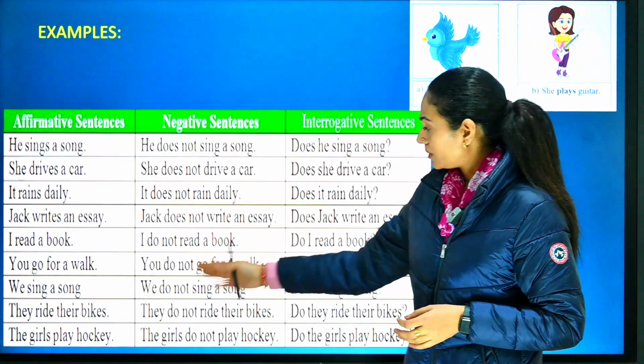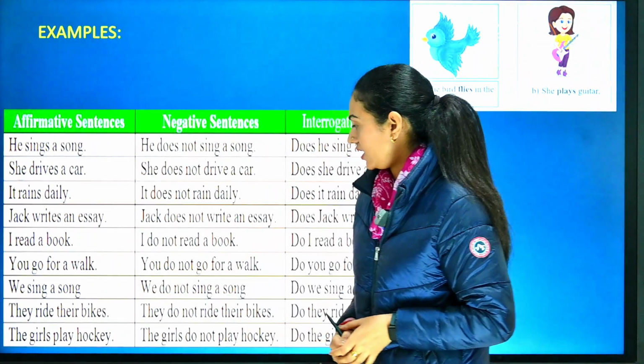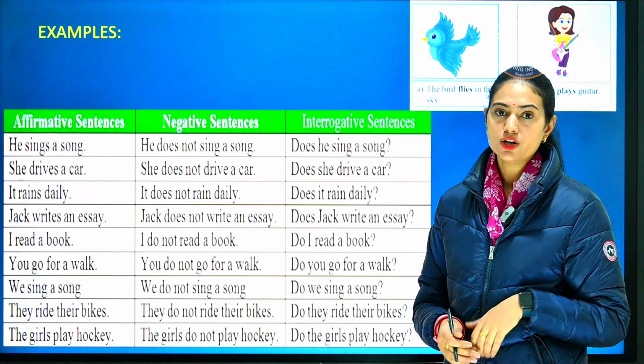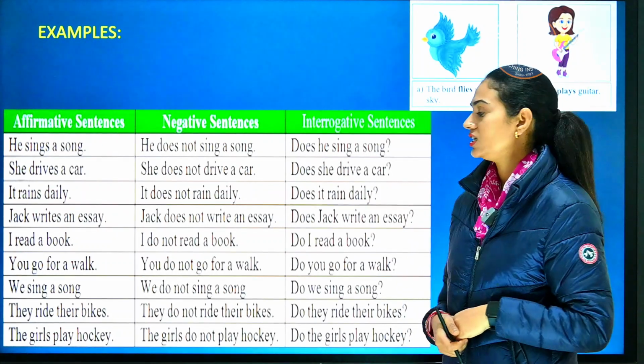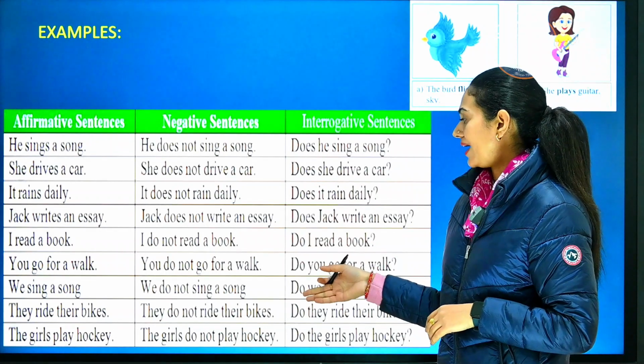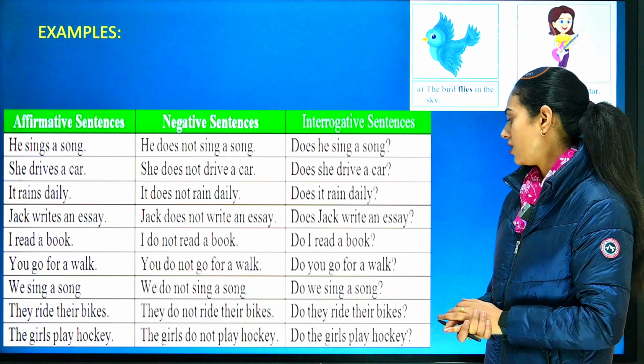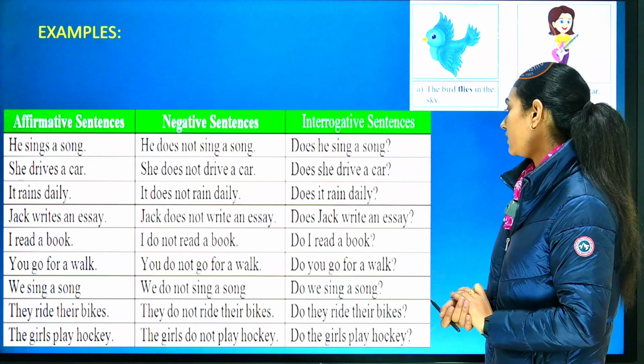Now with third person plural we have they here. They is a person, third person, and it is plural, so we do not use s or es with it. So they ride their bikes, they do not ride their bikes, or do they ride their bikes.